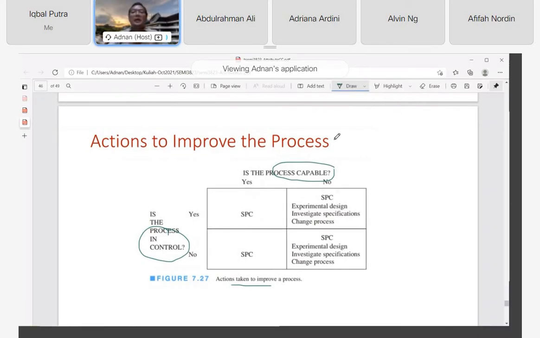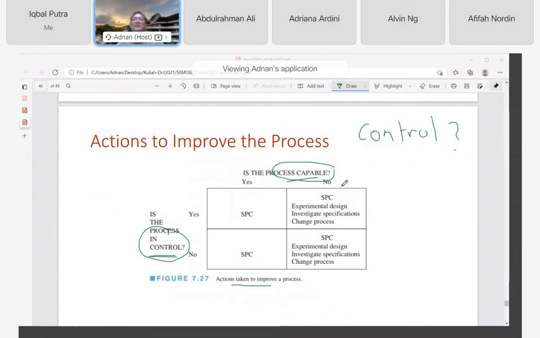Using SPC, how can we take action after using it? First, we want to make sure the process is back in control. Is the process in control and is the process capable? A process can be in control, but it's not capable. Control here means statistical control. It is within control, but whether it is capable or not is another matter.